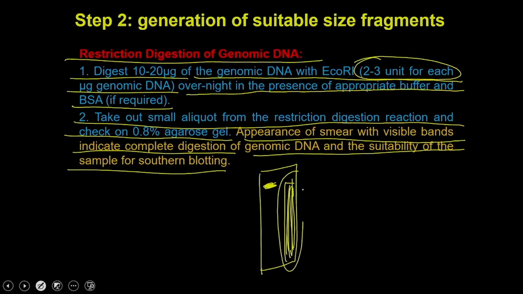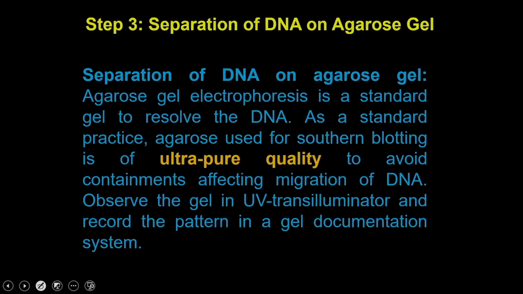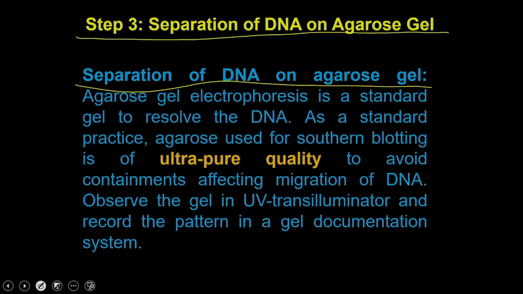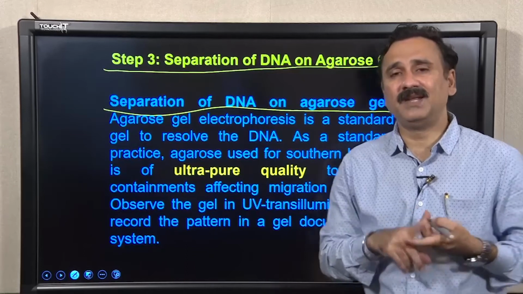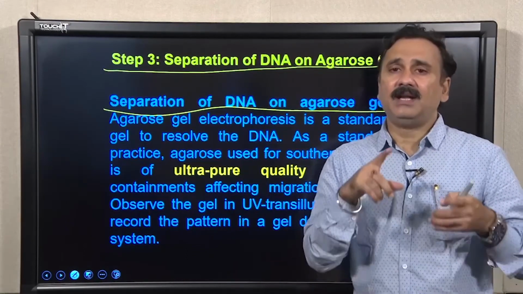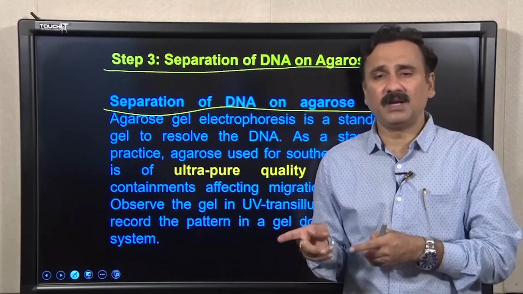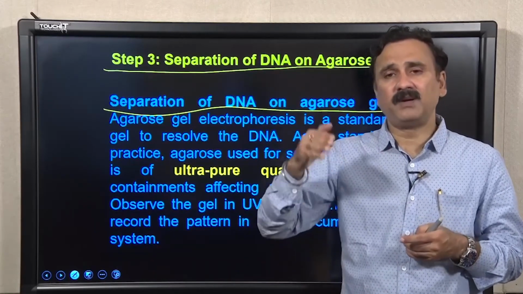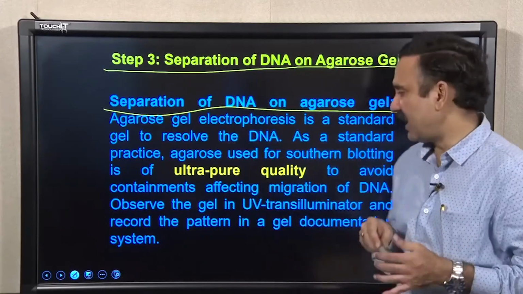So once you are done with this, you can go to step 3 and resolve this genomic DNA on the agarose. So step 3 is the separation of DNA on the agarose gel. The separation of the DNA on the agarose gel is a standard agarose gel like what you use in your lab, with the exception that the agarose and the buffer you use have to be of very high quality, which means first of all they are supposed to be free of DNases as well as RNases, and the agarose should be of very high quality, so that it gives you a proper separation of all the DNA fragments.